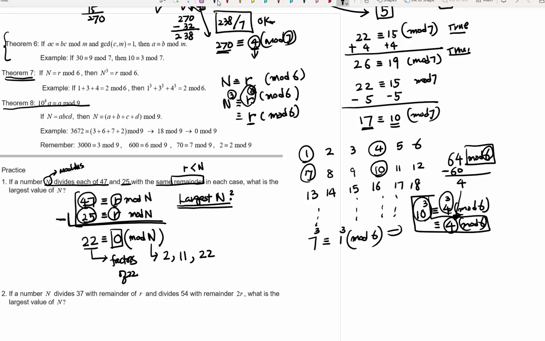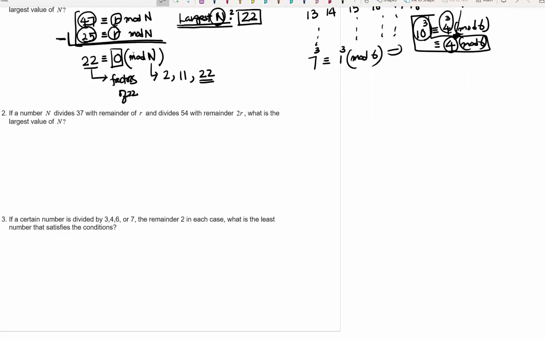So 22 divided by 11, remainder 0. 22 divided by 22, remainder 0. So the largest value of n is what? 22 is the answer. All right, now let's go to number 2.